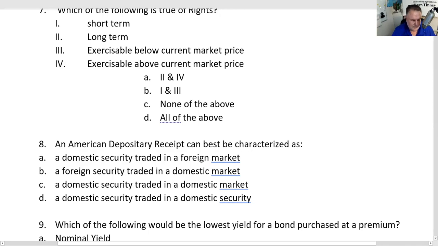Sometimes people take exception with the way I've written this question. Well, it's really a domestic security, Dean. Well, you get the idea here. It's a foreign security, Telefonos de Mexico, traded in our U.S. domestic market as an ADR. As I'm taping this lecture, this explication of this practice exam, they're talking about delisting the ADRs from Chinese companies in New York.